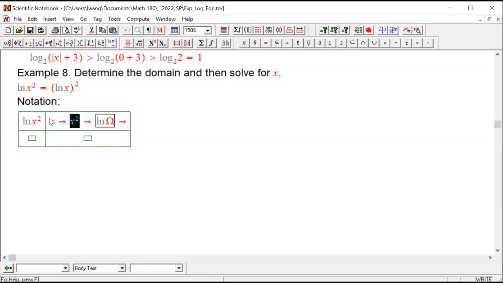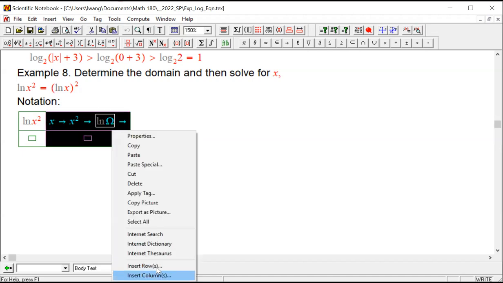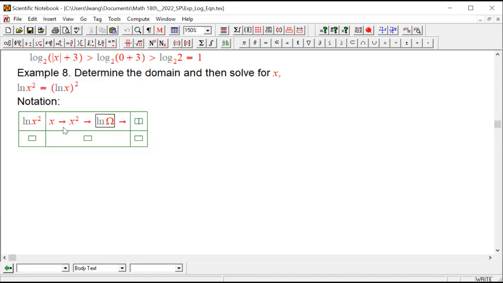What will make x squared positive? So let me put a column here. This process requires that x squared must be positive. We remember we solved this inequality. What will guarantee x squared is positive? Then x can be any real number but 0.